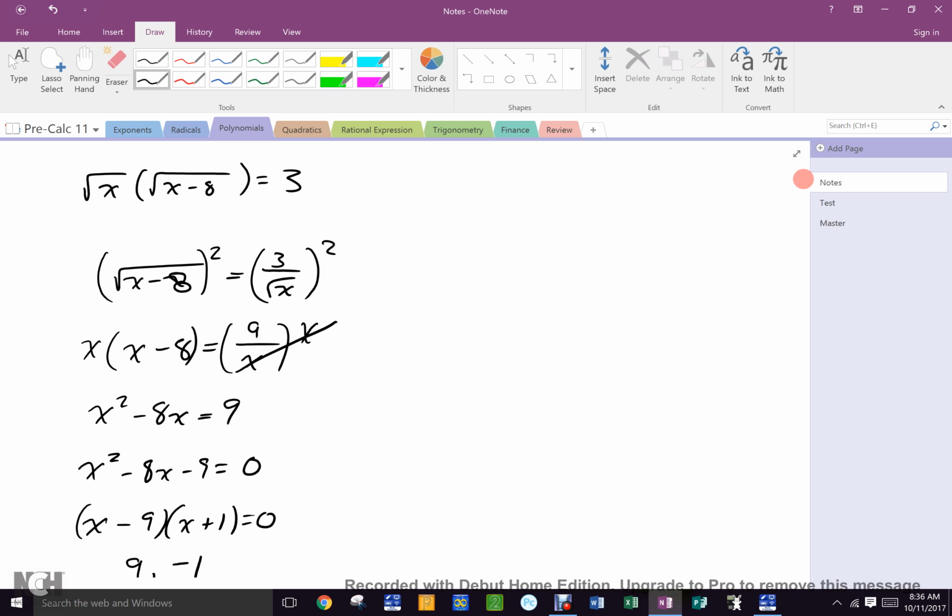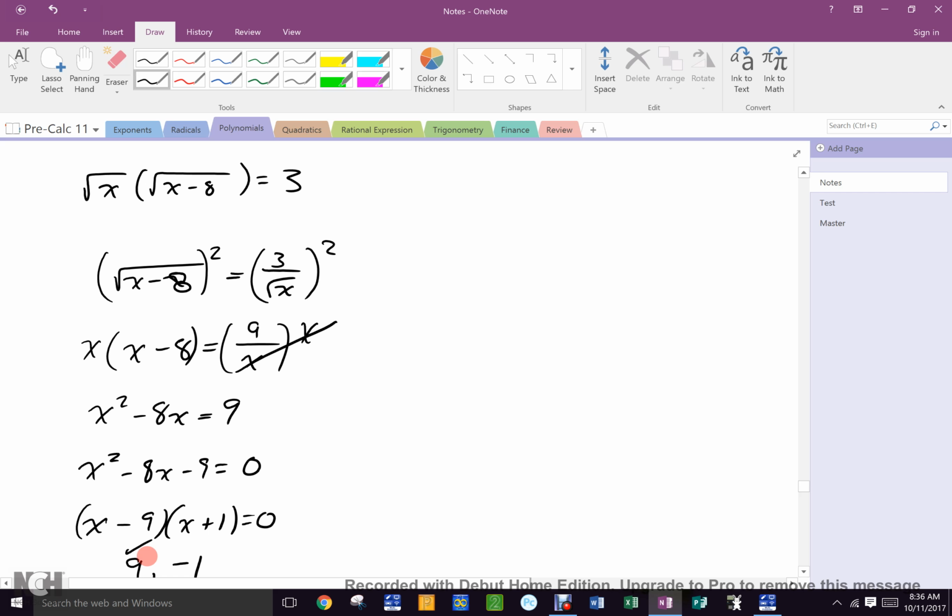So let's check. What is the square root of 9? 3. What is 9 minus 8? 1. What's the square root of 1? 1. What's 3 times 1? 3. Does 3 equal 3? Yes. So 9 is okay.